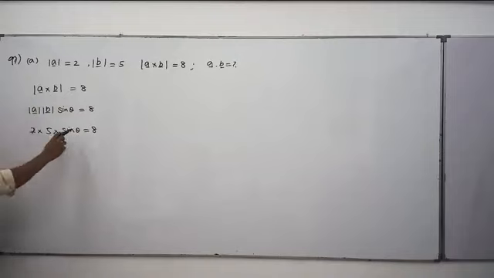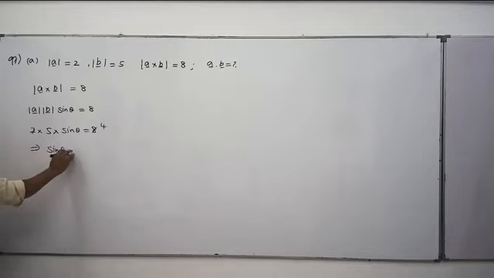This 2n, this 8 we can cancel by 2. We get 4 there, right hand side. Then we get sine theta equals 4 by 5.